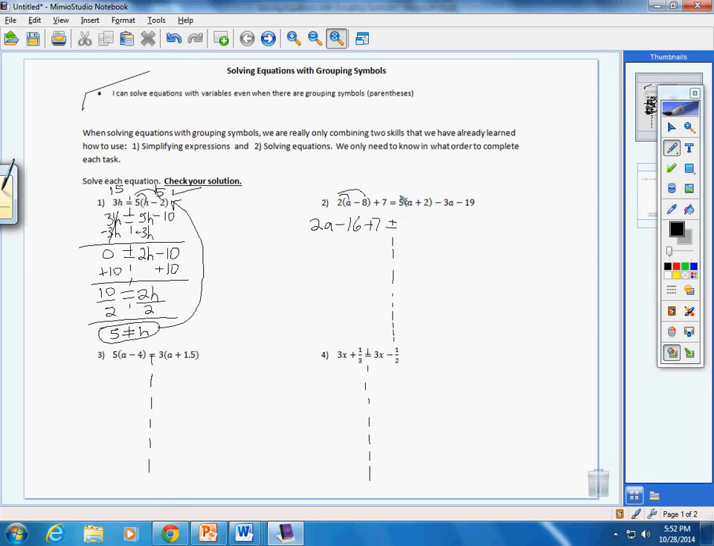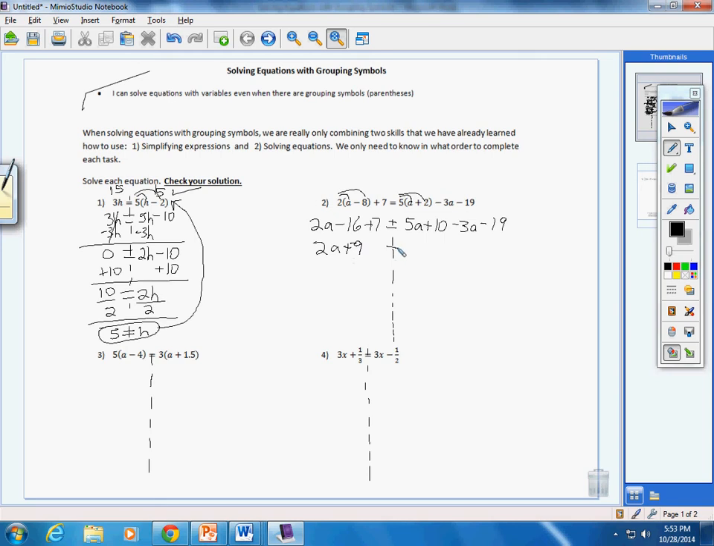step 3 says remove any parentheses on the right. So let's distribute over here. 5 times a is 5a, 5 times 2 is 10, then you still have minus 3a minus 19. Okay, we've gotten rid of all of our parentheses. Step 4 says combine like terms on the left. So you have 2a, but then you have minus 16 plus 7. So altogether that should be a minus 9, or, if you guys like to write it, a plus a negative 9.